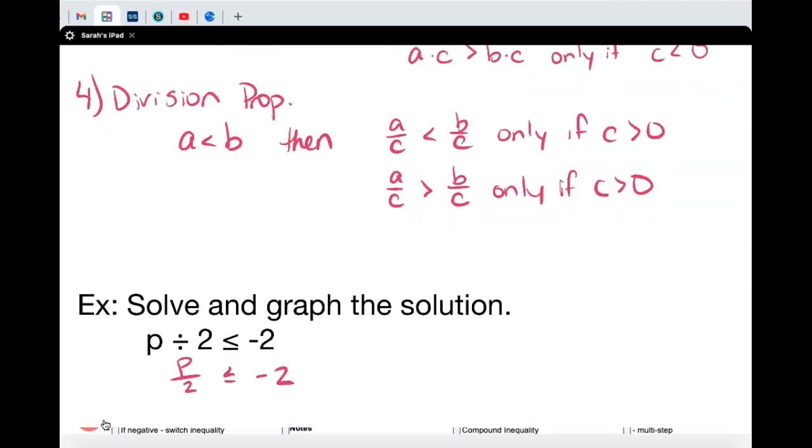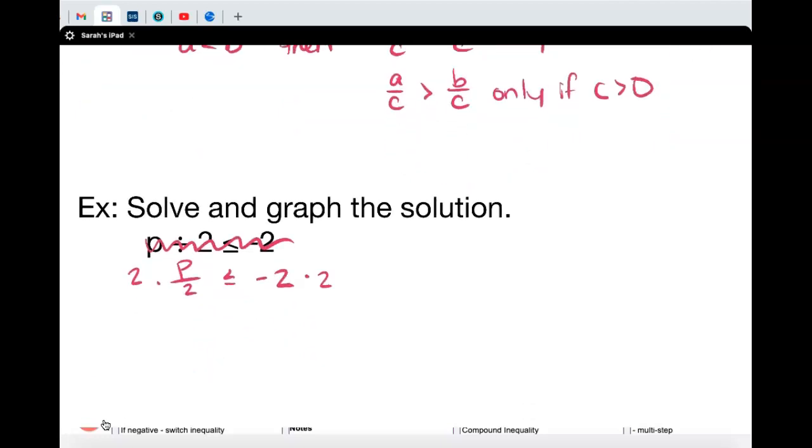Okay, so here's our first example. I would write it as a fraction instead. P over 2 is less than or equal to negative 2. So what would I do to both sides? Multiply by 2. It's being divided by 2, so the opposite is multiplying. So I'm multiplying by a positive number. Does my inequality stay the same or does it flip? Stays the same, so it stays less than or equal to. P is on the left side, and what's on the right side? -4. And then we're graphing them the exact same way that we did yesterday.